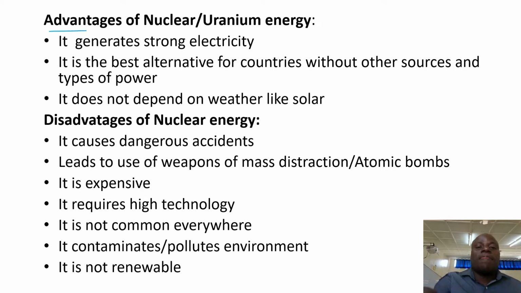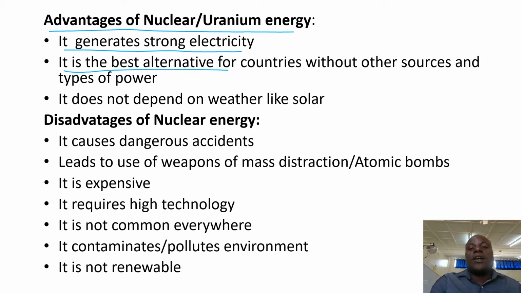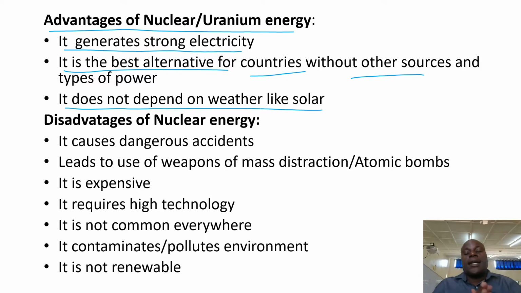As we said earlier, nuclear energy is extracted from uranium. So advantage number one of using nuclear energy, it generates strong electricity, compared maybe to solar energy. It is the best alternative for countries without other sources or types of power. For example, countries which are not blessed with rivers with big volumes, rapids and falls, or oil can resort to the use of nuclear energy. It does not depend on weather like solar energy.